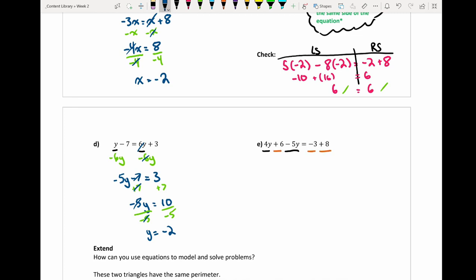So I have my 4y and minus 5y. I want to combine those terms, so I'm going to do 4y minus 5y. Remember to look at the sign in front, right? So it's minus 5y. So 4 minus 5y is negative 1y. I still have the plus 6 equals, and on the other side, I can combine the negative 3 and the 8 because they're like terms. So I get 5.